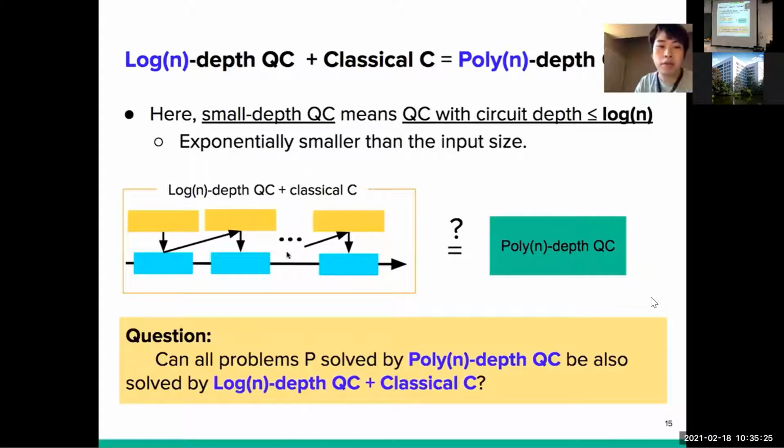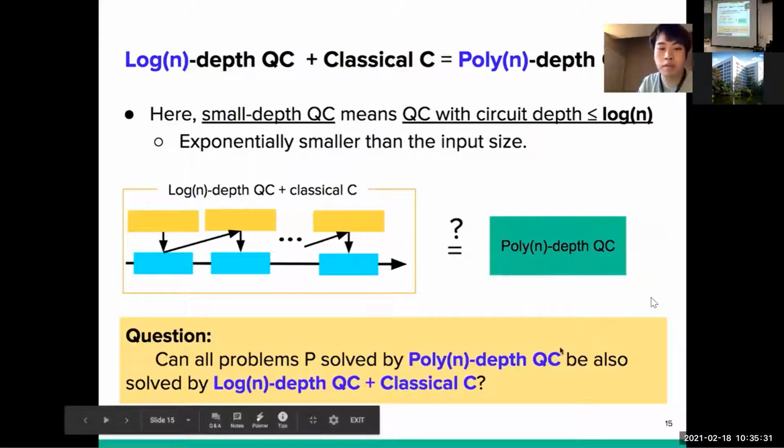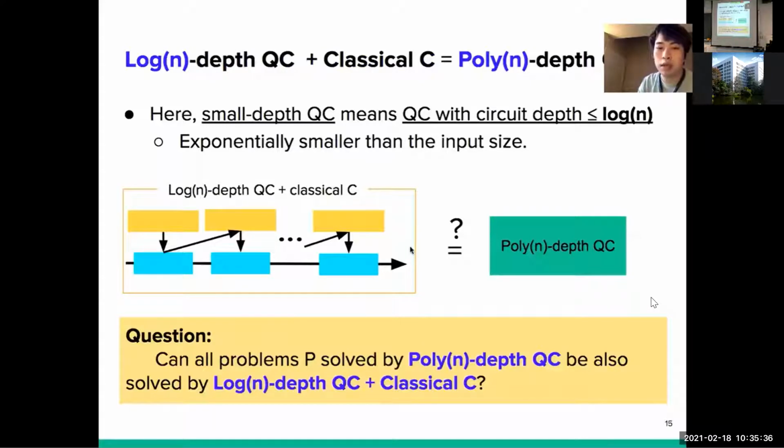Now the question is, can all problems that can be solved by a polynomial depth quantum computer also be solved by a log n depth quantum computer plus a classical computer? So is it possible that these two models are equivalent?